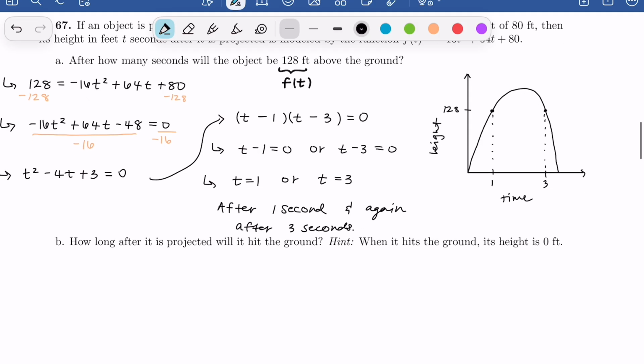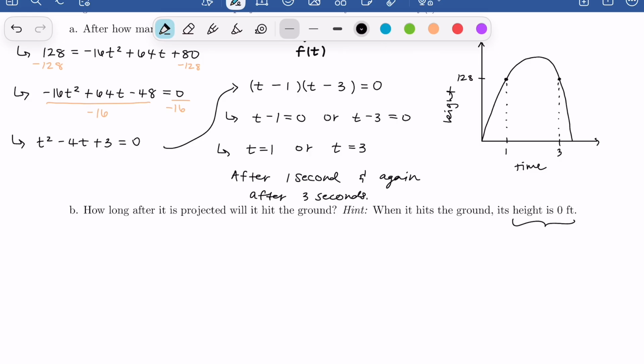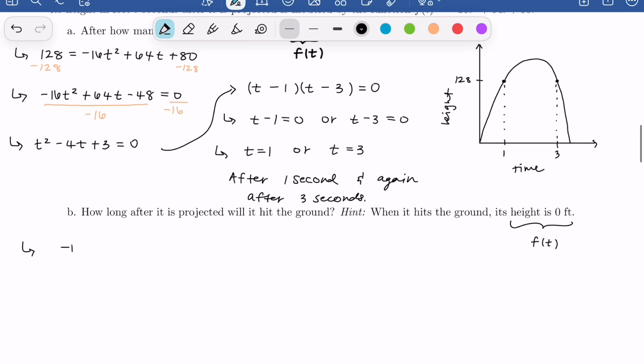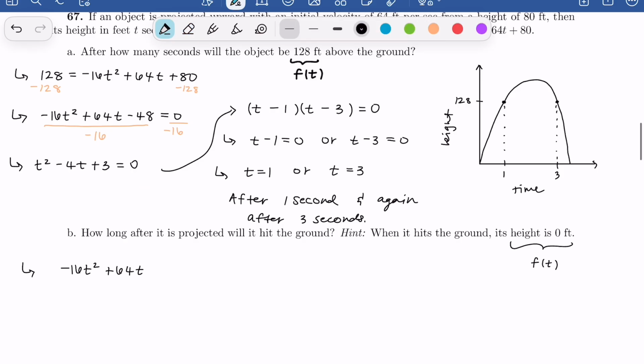All right. Now for part B, how long after it is projected will it hit the ground? So in this case, when it hits the ground, the height is going to be 0 feet. So now we're going to do the same thing here, except our height now is going to be 0 instead of 128. So we're going to have a similar process. We're going to start with our quadratic function that we were given. And our height is going to be equal to 0. And sorry, our original function was actually a plus 80 here.